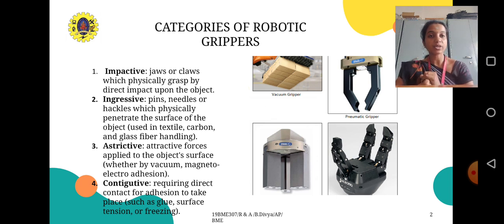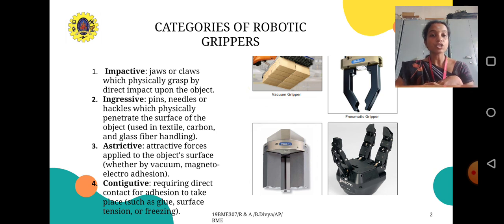Next is attractive. Attractive forces applied to the object's surface, whether by vacuum, magneto-electro-adherence. It is an attractive force applied to the object's surface, whether by vacuum or any other means.